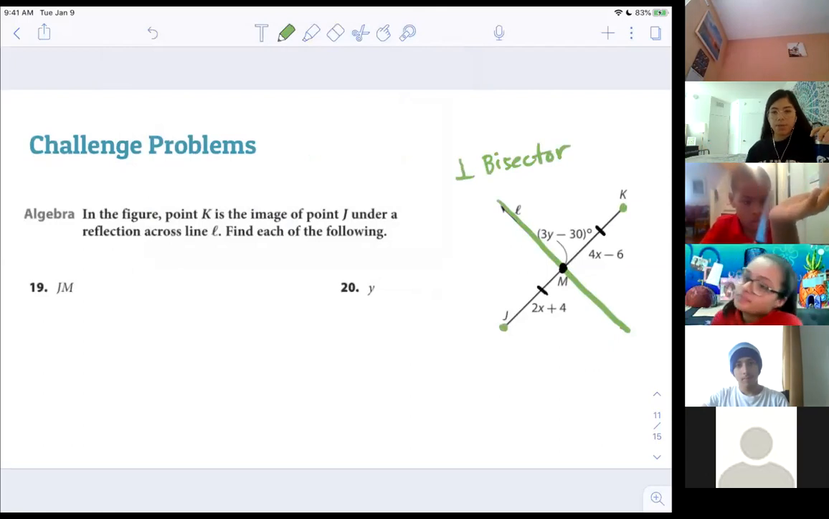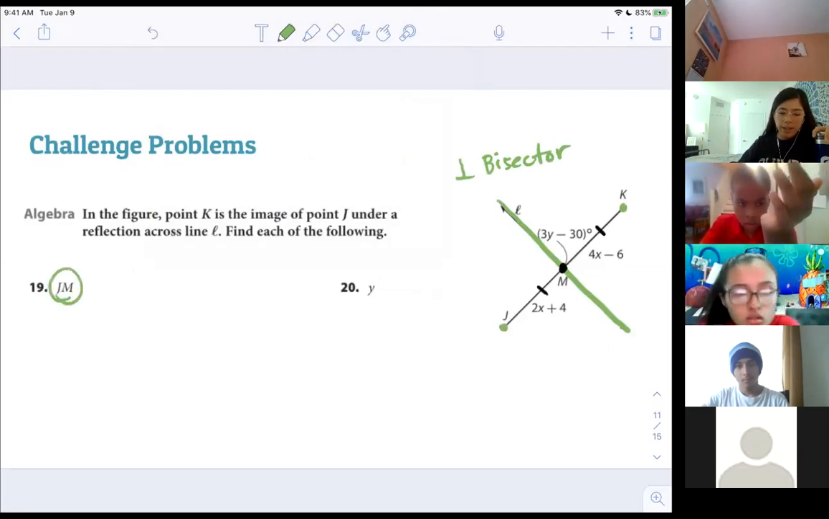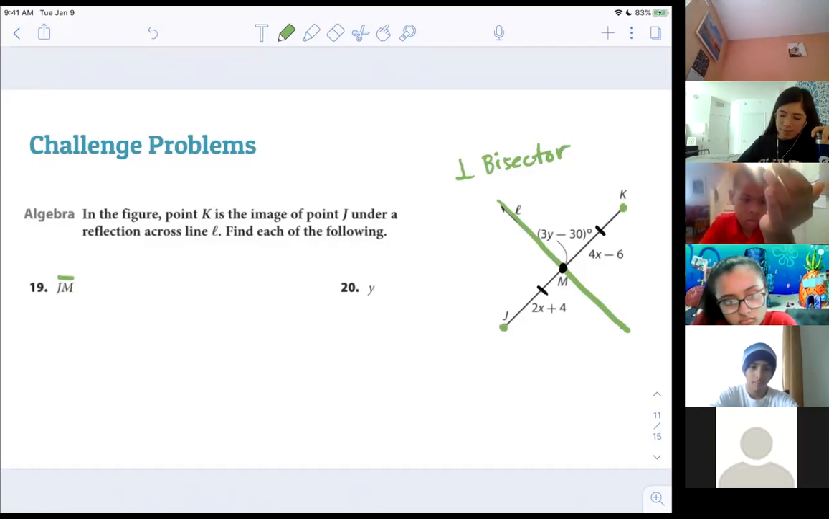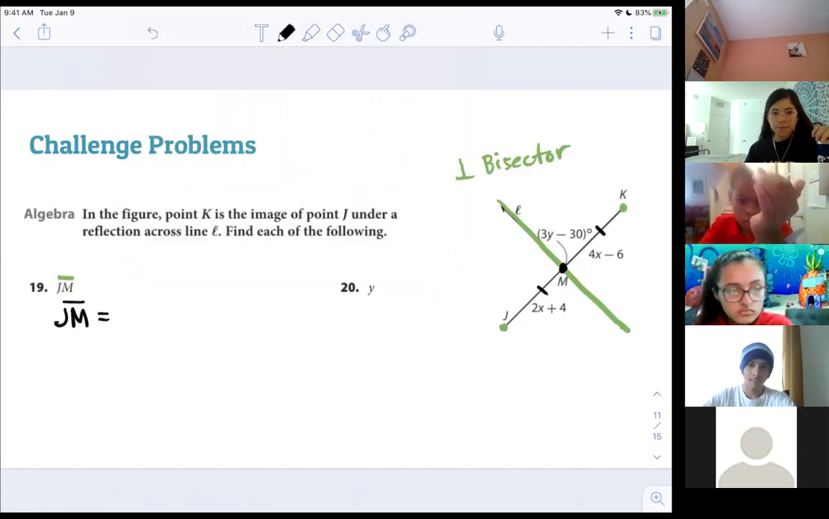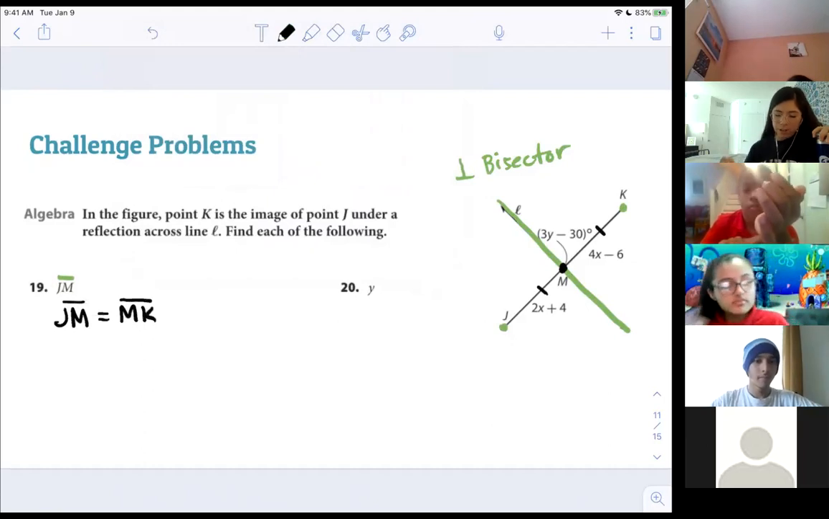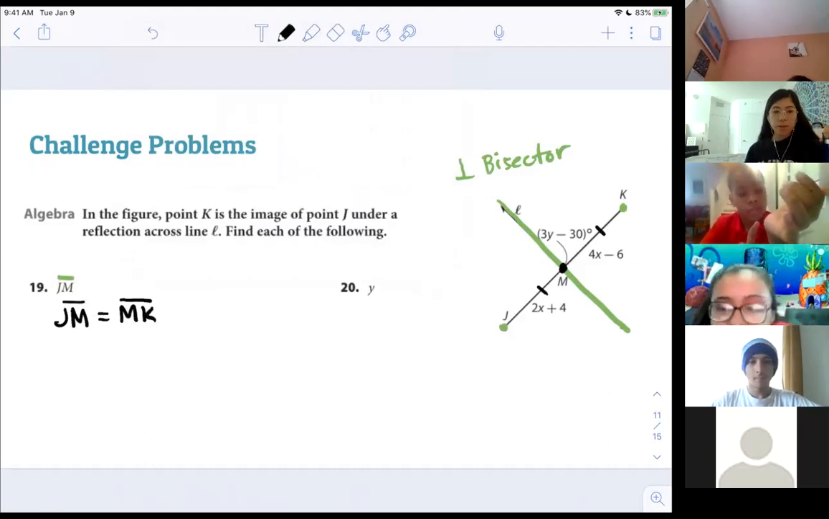That's the key information. So now we can create an equation, because what are we looking for? We're looking for JM. I want to know the length of line segment JM. And I know that JM has to be equal to what? To MK, exactly. Or KM. Whichever direction you want to say it in is the same. Those have to be equivalent.